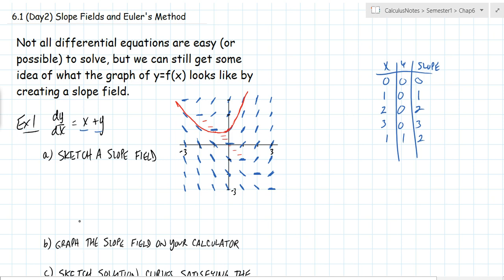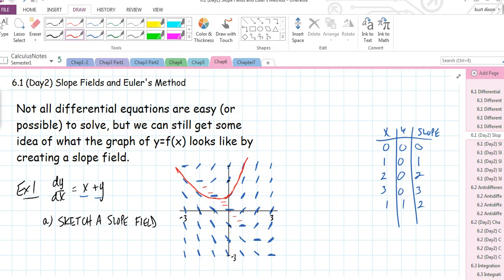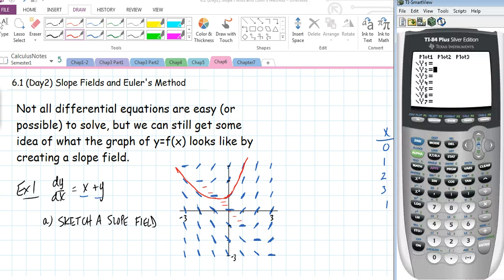Part B asks us to graph the slope field on our calculator. So I'm going to go ahead and pull up the calculator. If you were here when I installed the SlopeField program on your calculator, you have the program you need.